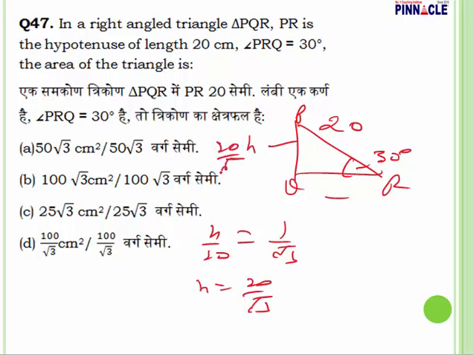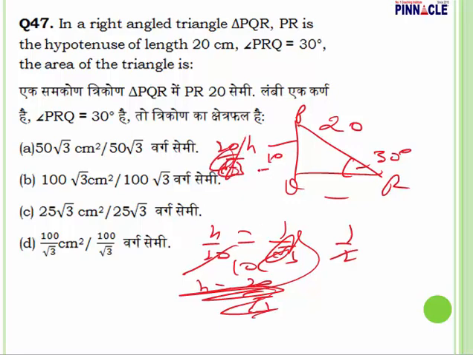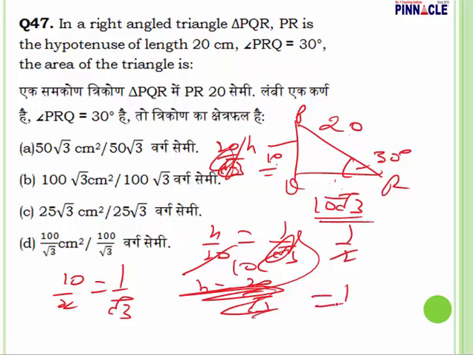So h is equal to 20 by root 3. Now h by 20 is sine 30, and sine 30 is equal to 1 by 2. So h is equal to 10. Here I will write h equal to 10. If this is 10, this is 20, I will be able to find this easily. You can also find x from 10 by x, which is tangent 30, and tangent 30 is 1 by root 3. So x is equal to 10 root 3. So area would be equal to 1 by 2, base is equal to 10 root 3, and height which is 10. In other words, 50 root 3 should be the answer.